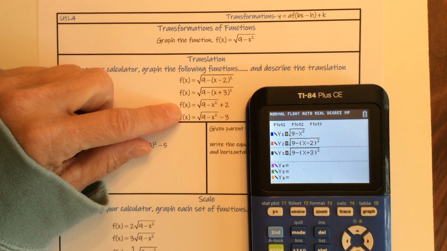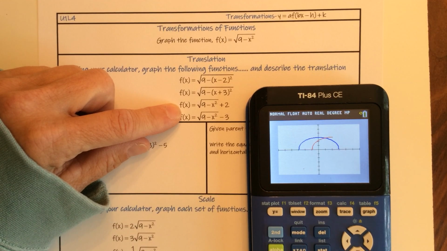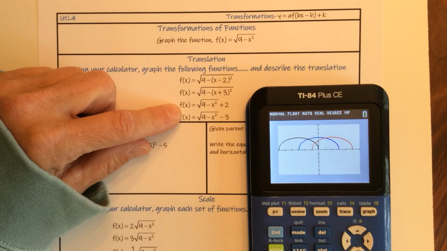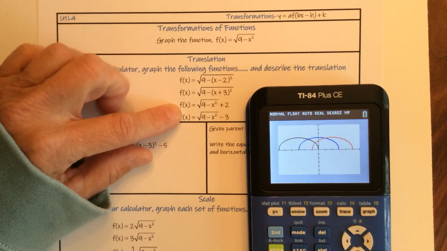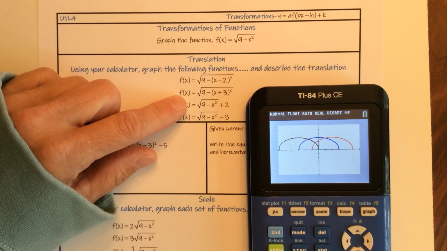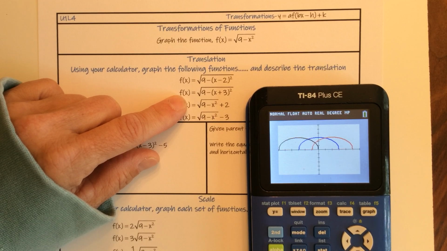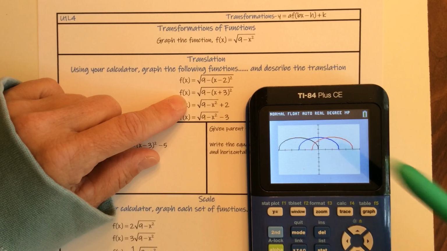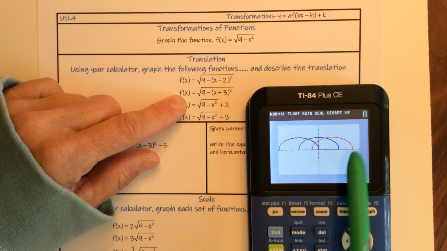I'm going to push graph, and there's the original, the equation in y2, and the equation in y3. What you've noticed, I hope, is that this has given us a horizontal translation. The parent function, the blue graph, has been shifted horizontally right or left.